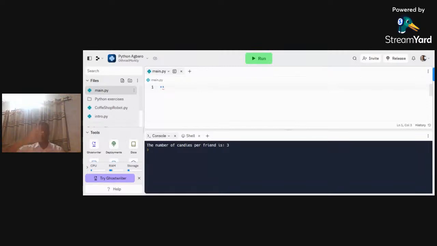That is 2 times 2, which is 4, 4 times 2, which is 8. So 2 raised to the power of 3 is 2 times 2 times 2, right? So let's see how the Python code might look like.